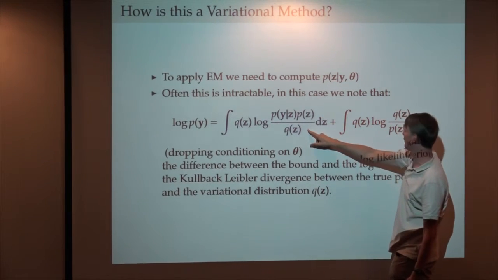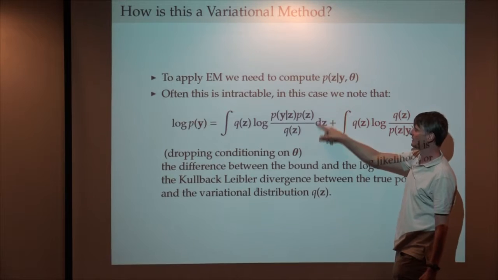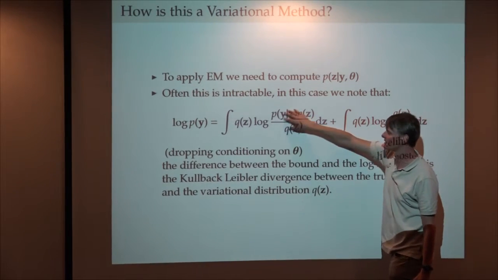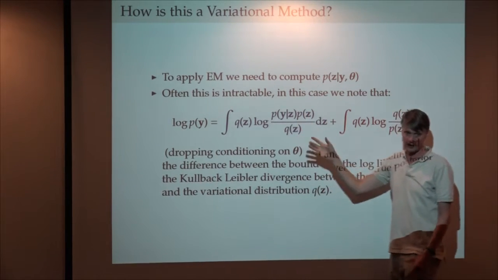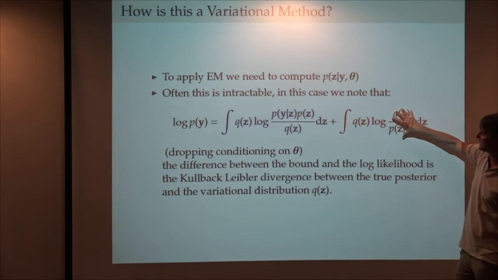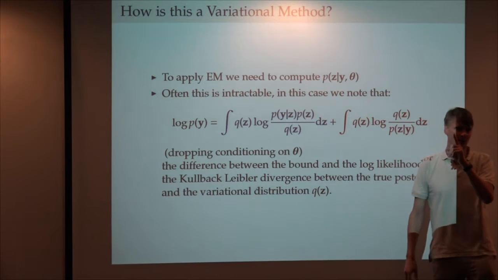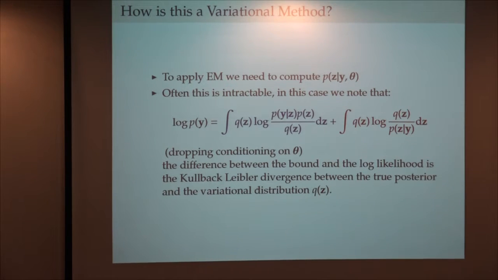I get a Q of Z over a P of Z given Y. And the Q of Z cancels, so P of Z given Y makes this P of Y, and it doesn't matter what this distribution is because there's no Z left in here. So that's why that works. But this is the KL divergence now between the true posterior and your approximation.